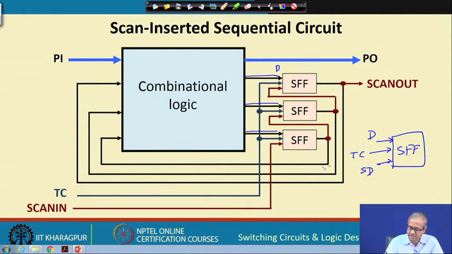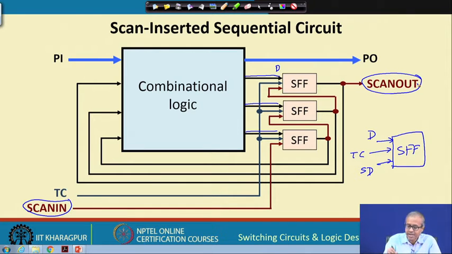Okay, they are coming. But some additional circuitry we have added. How have we added it? We have added another scan-in input. The scan-in goes to the SD of the first flip flop, and the output of the first flip flop goes to the SD of the second flip flop. This goes to the SD of the third one, and the output of the last flip flop also is brought out, and it is called scan out, one extra output pin.